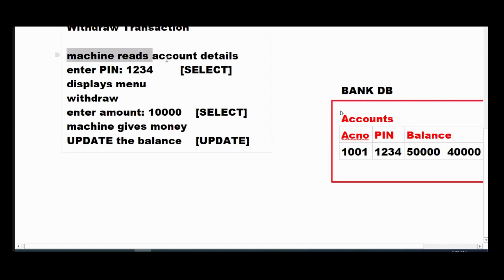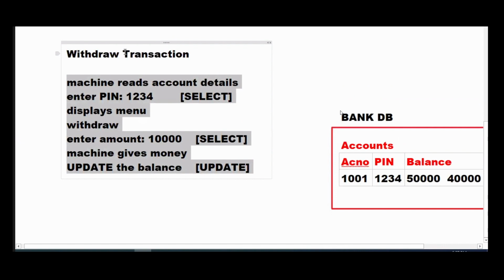Observe here, this many series of actions will be performed for one withdraw transaction. With this, you can understand that a transaction is a series of actions. Withdraw is a transaction. To perform this transaction, this many actions it has to perform. So a transaction is a series of actions. To perform those actions, it is using SQL commands. It is a series of SQL commands. This is a transaction.